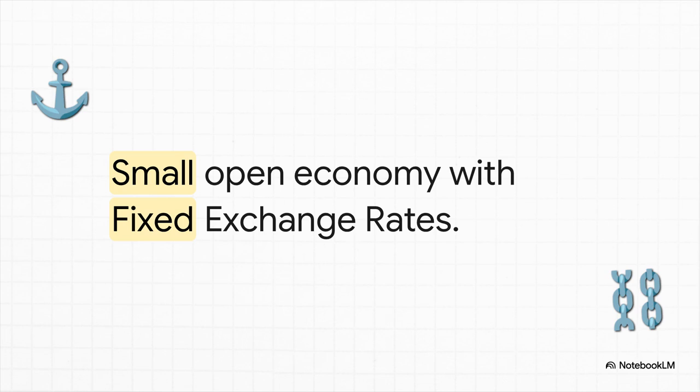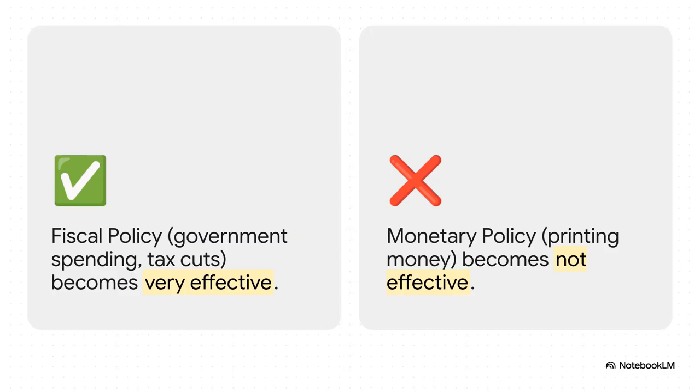Let's switch gears and move to our next scenario. We're going to keep the small open economy, but now it has a fixed exchange rate. The country has basically promised to keep its currency pegged to, let's say, the US dollar. And here's the wild twist. The results are completely flipped on their head. In this world, fiscal policy becomes super effective and monetary policy becomes totally ineffective. So why? What's going on?